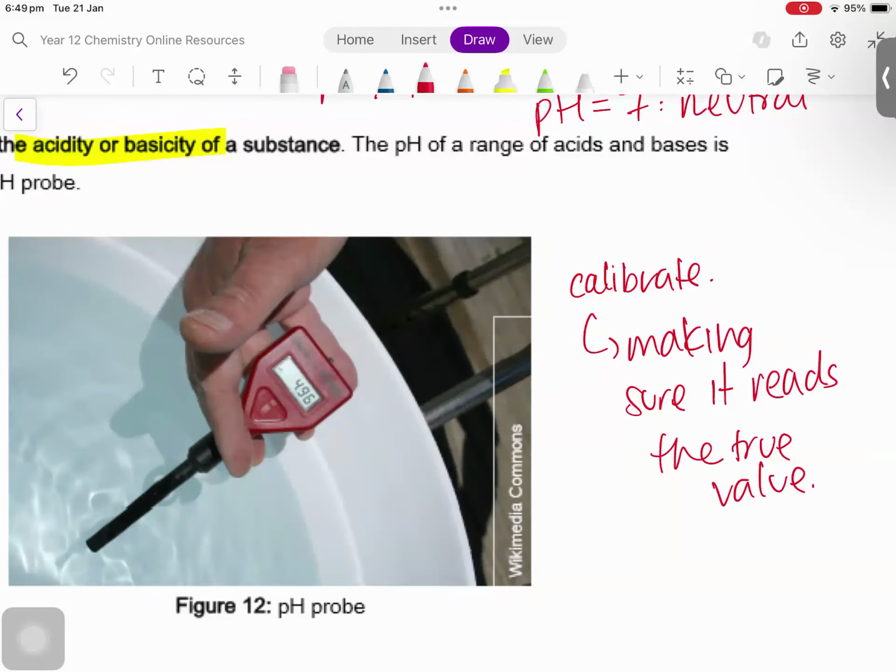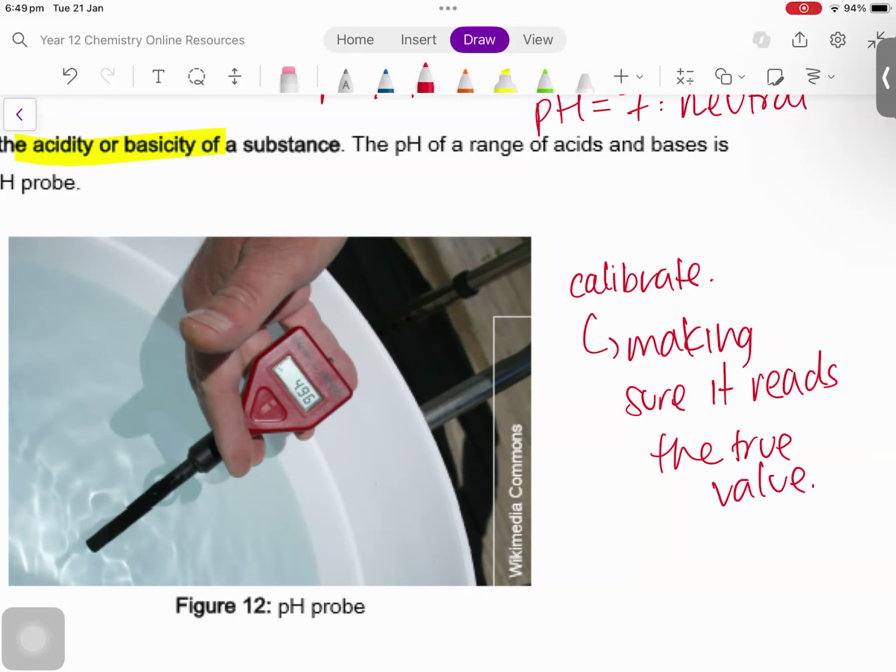Basically, just imagine you're teaching someone to read. You know that it's the number 3. You want to make sure they also read the number 3 and don't blurt out number 2. So when you're calibrating a machine, if you want to make sure it reads the true value, you need to know what the true value is. I can't teach you chemistry if I don't know chemistry myself.